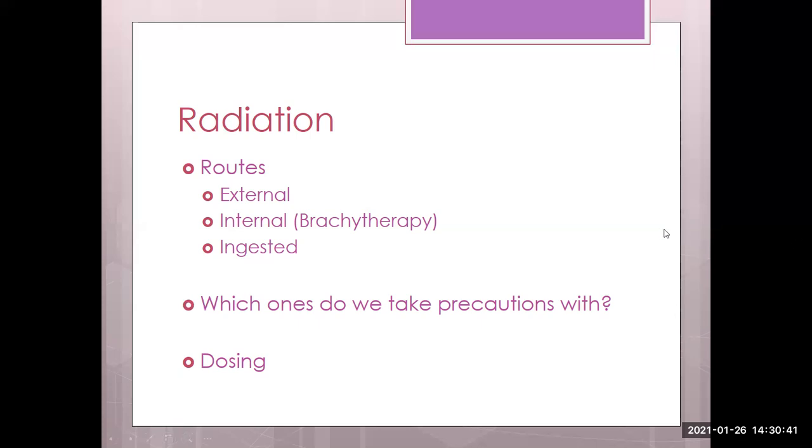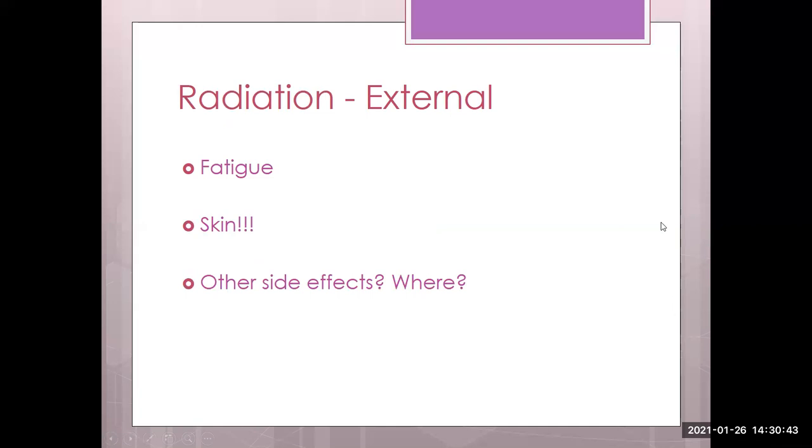So let's talk about some side effects. So external radiation is the beam radiation. The patient comes in for their few minutes, they get their radiation. Their site has been marked, so it's pretty specific. So if they're trying to radiate a lung tumor, then they know exactly where to aim it, and it's aimed specifically at that tumor. However, that radiation can still have localized effects.